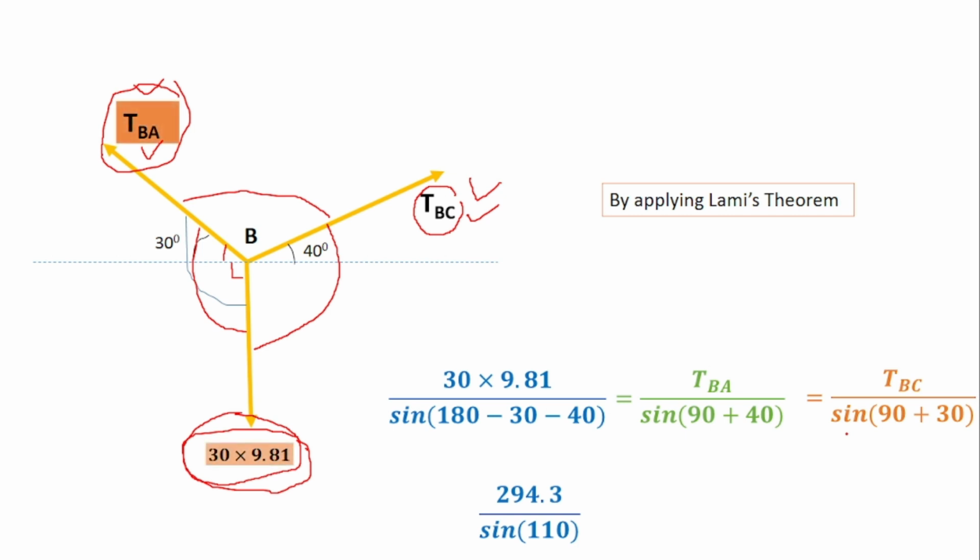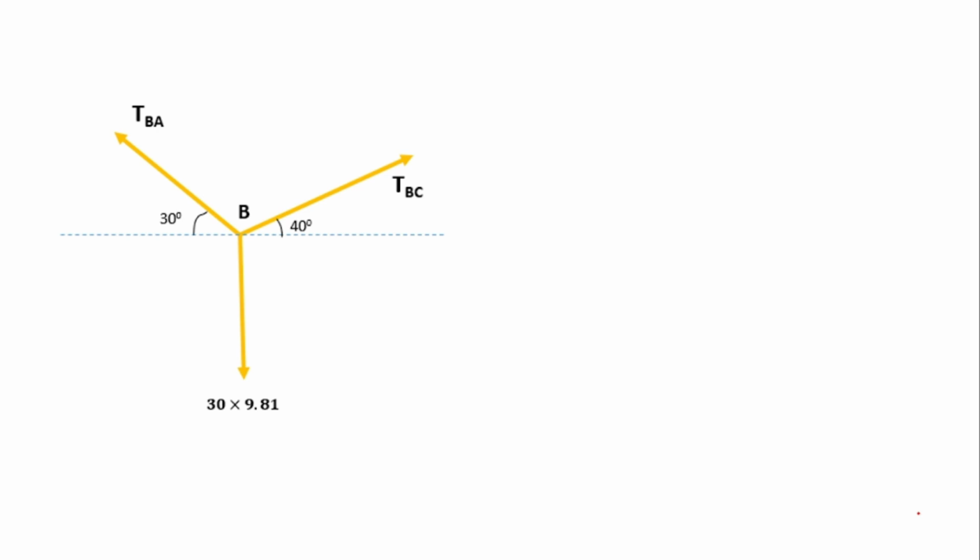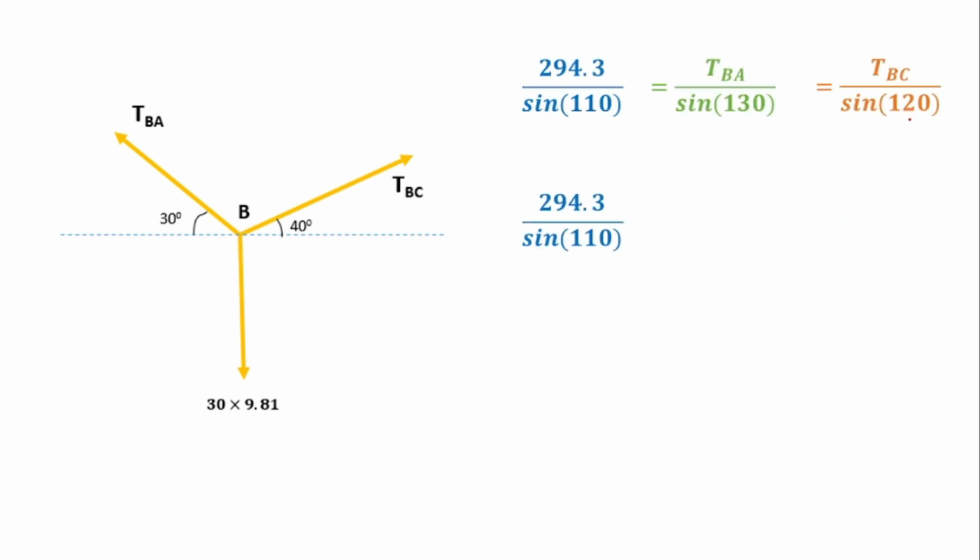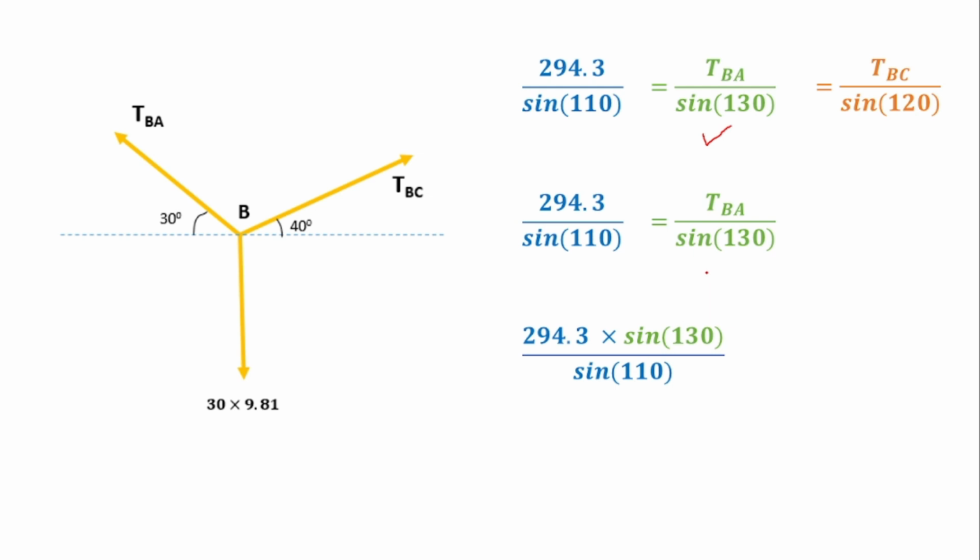Now we'll rewrite this equation. The summation of this is equal to 30 into 9.81 divided by sine of 110, TBA divided by sine of 130, TBC divided by sine of 120. Now we'll solve this equation to get the answer. So this is the previous equation. Now we'll compare 294.3 divided by sine of 110 with TBA divided by sine of 130. In order to find the TBA, we should cross multiply, that is 294.3 into sine of 130 divided by sine of 110. So this is equal to TBA.